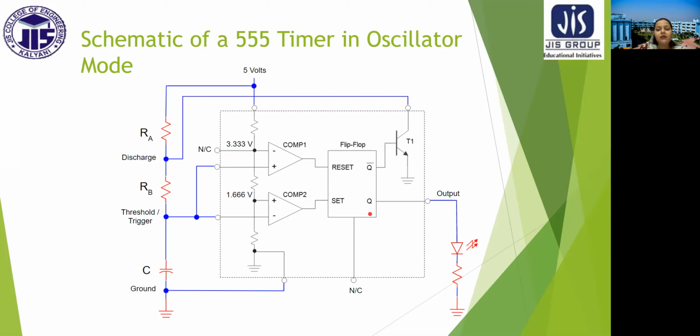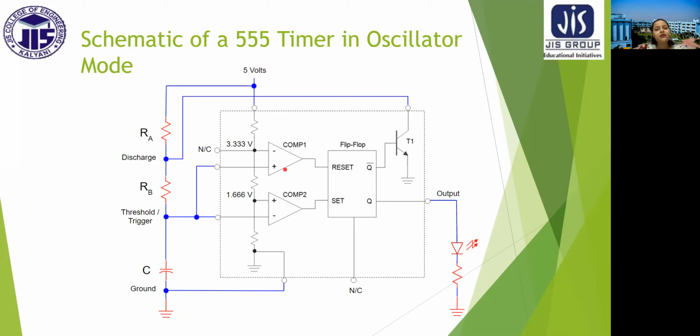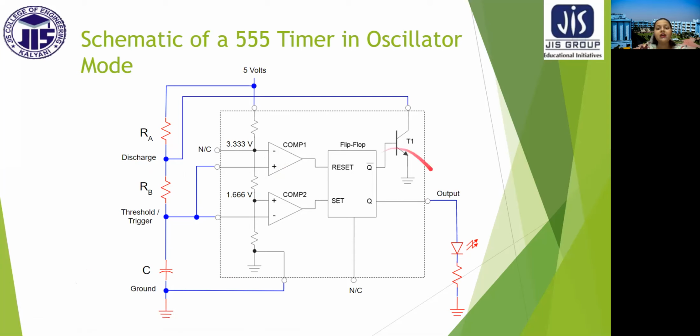When Q is 1, we can have an output in the waveform, and Q bar is 0, so the transistor will be off. So this voltage will charge the capacitor C up to 2/3 VCC. When 2/3 VCC is stored in this capacitor, this charge will get to this comparator and the reset process will happen. So by charging and discharging of the capacitor, this output can be on and off, which will be in an oscillator mode.